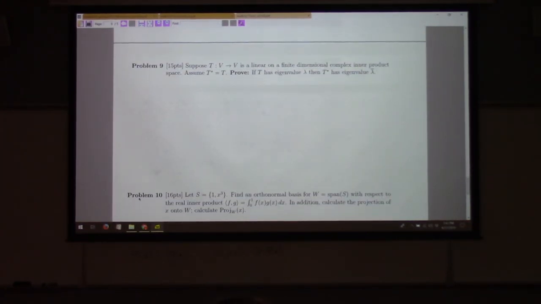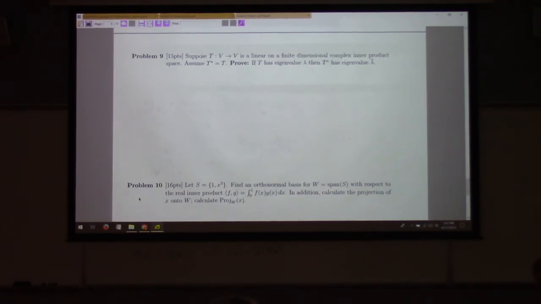Problem 9. Suppose T is self-adjoint. Prove that if T has eigenvalue lambda, then the adjoint has eigenvalue lambda bar. This is something we actually proved in class. It was a little bit sneaky. We mentioned that they didn't necessarily have to have the same eigenvector. It was an argument by rank-nullity and dimension, and one of the more subtle things I proved in the adjoint material.